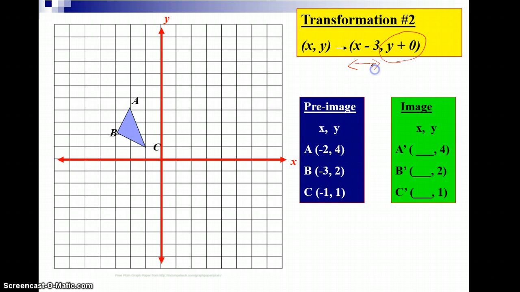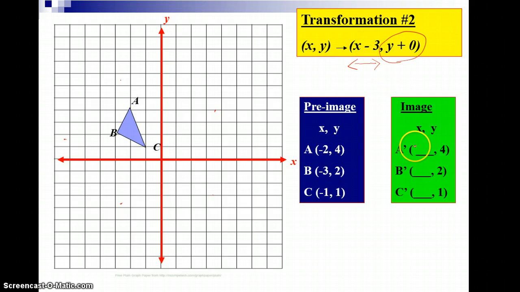X goes right and left. If we're going -3, which direction do you think our pre-image will be moving? So you tell me with an arrow which direction you think it'll be going. Then do your calculating. Again, we're only changing the x.